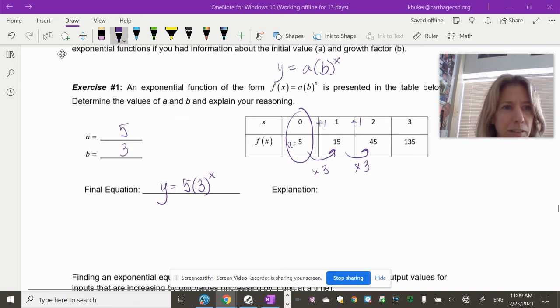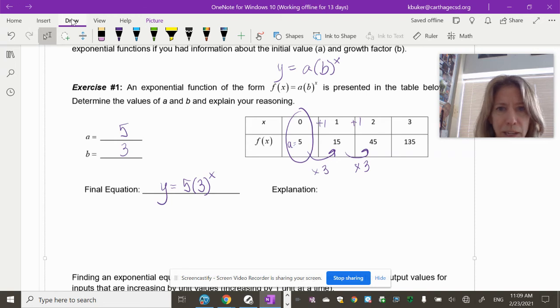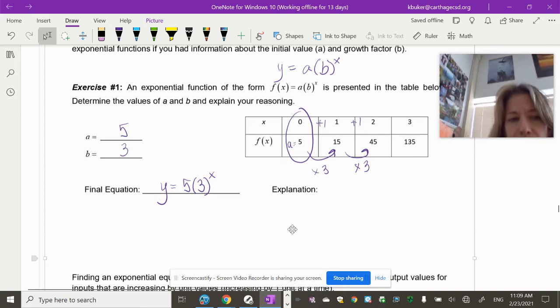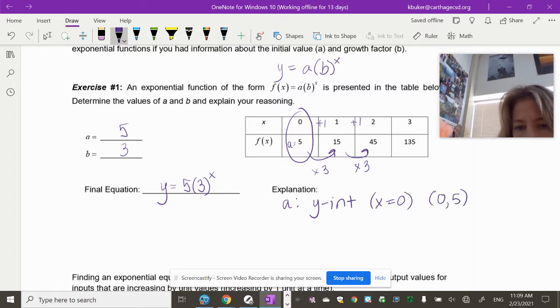I thought I could type in a text box, which I don't see there, so I guess I'll just write it. Okay, so basically the a value is the y-intercept. So when we have a y-intercept, we know the x value is 0. So in this case, we just looked on the table to find 0, 5.